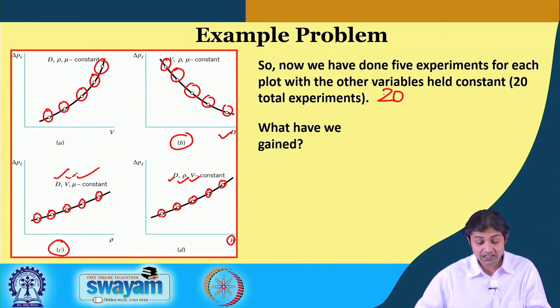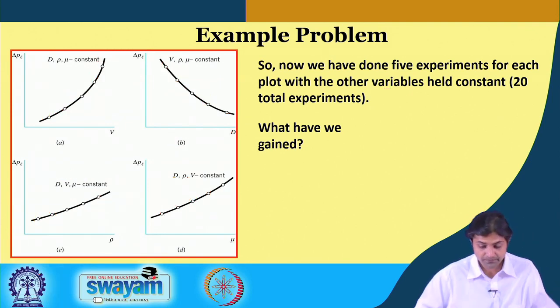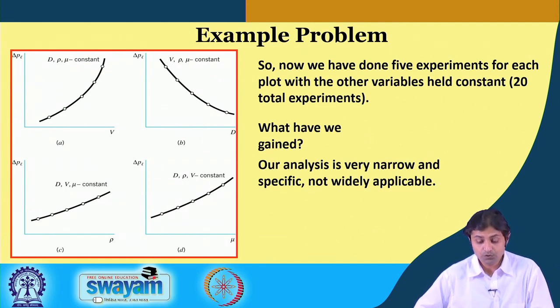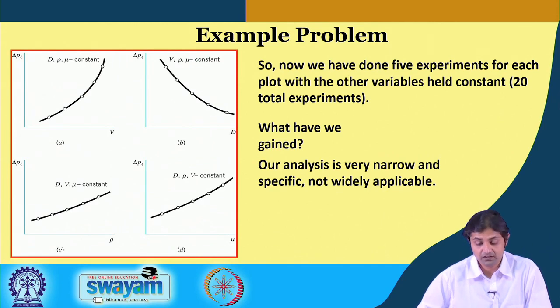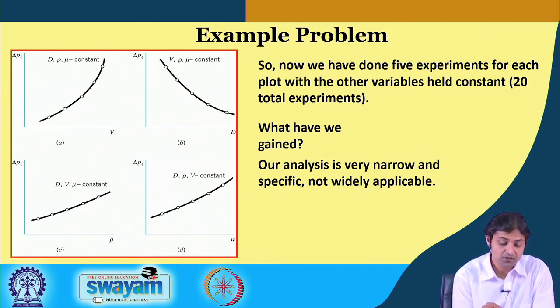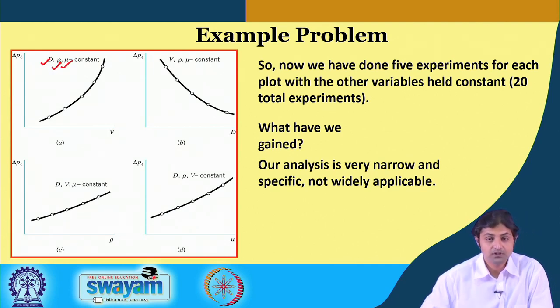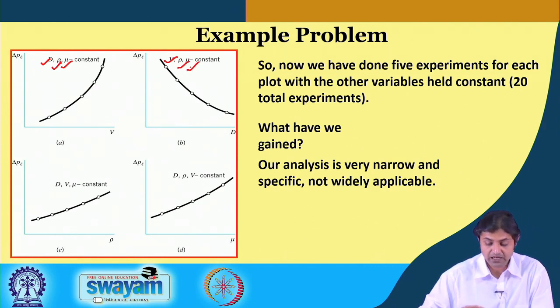So, what have we gained from these experiments? What have we gained? We know that our analysis is very narrow and specific, and it is not widely applicable because we have only 20 experiments, and for a particular pipe diameter, rho and mu. In the other we have a particular V, rho and mu, and so on.